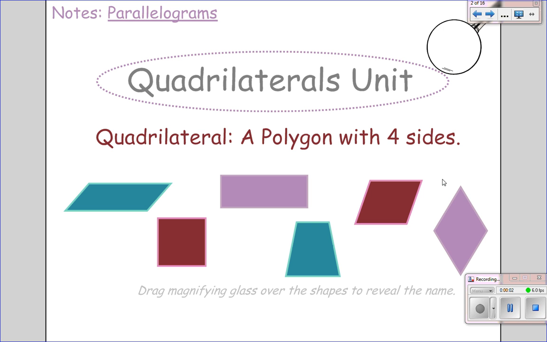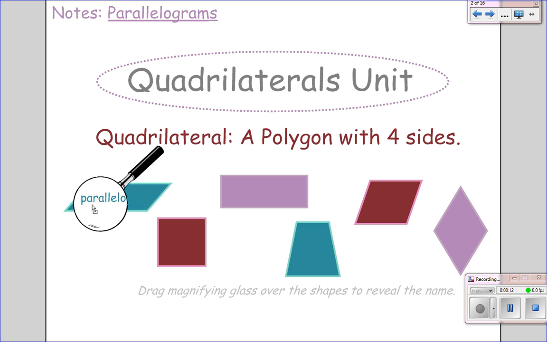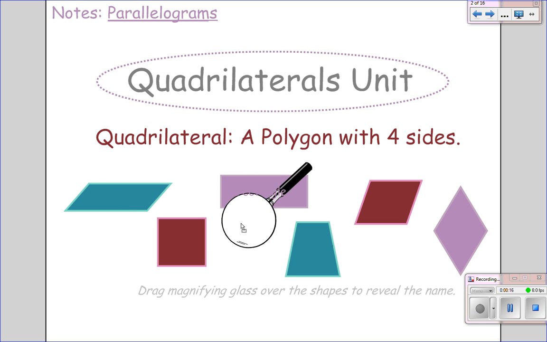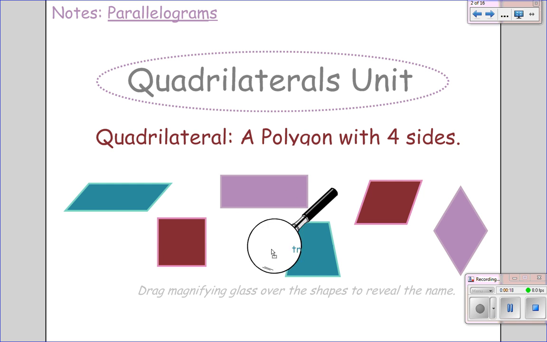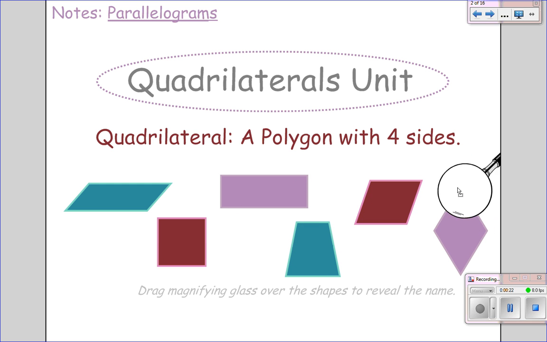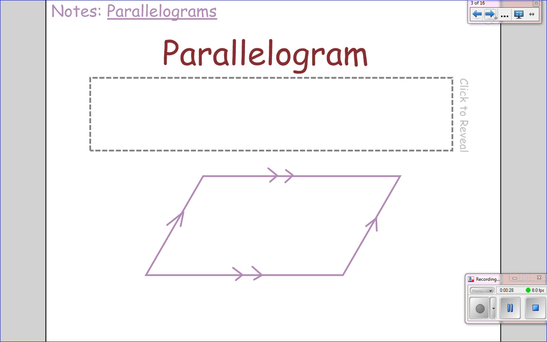In this video, we'll begin looking at quadrilaterals. First off, a quadrilateral is a polygon with 4 sides. So some common quadrilaterals you're probably used to seeing are the parallelogram, the rectangle, the square, the trapezoid, the rhombus, and the kite. Those are some common quadrilaterals we see quite frequently. So once again, a polygon with 4 sides.